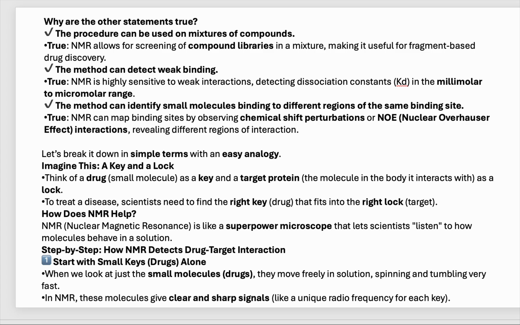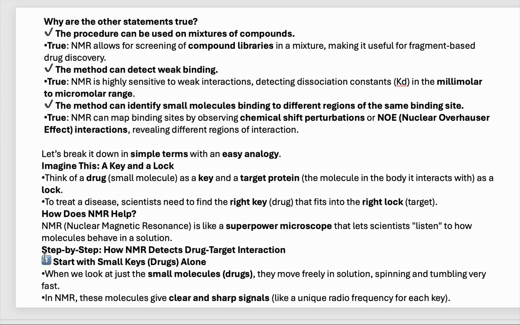They actually do this for screening purpose. Yeah, so they are used for screening purpose, so they can be used in a mixture of compounds. We'll discuss how they do it.